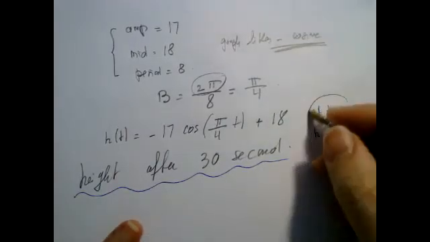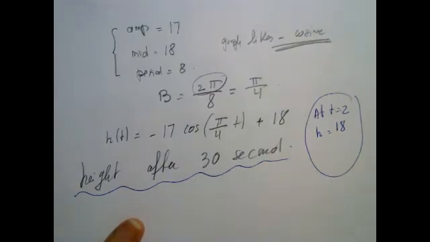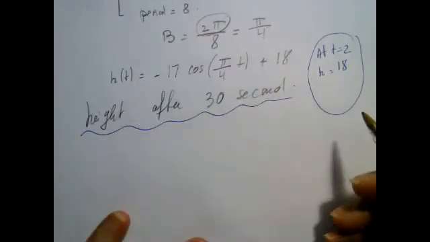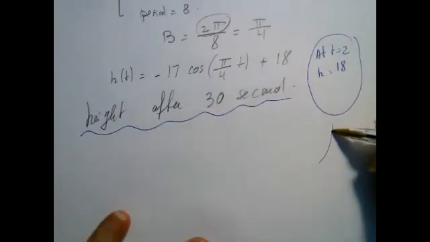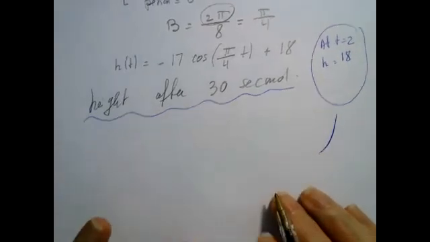Okay, so at 30 seconds, wouldn't the height be 4? And the answer is no, because the height does not go up by the same amount all the time. The height will not change by the same amount because we are curving. So the height will not change by the same amount.